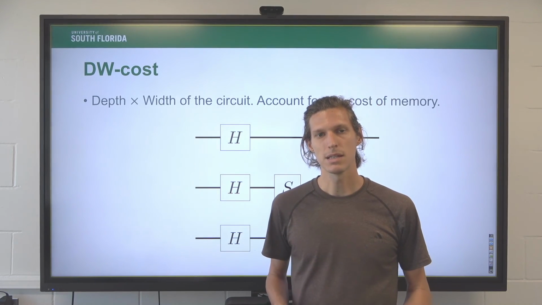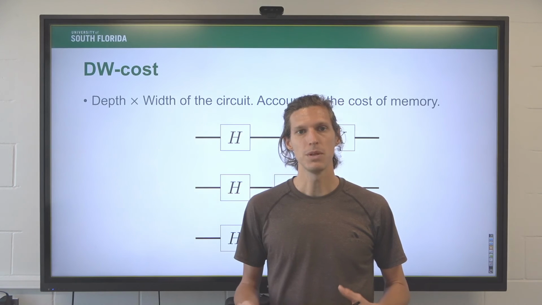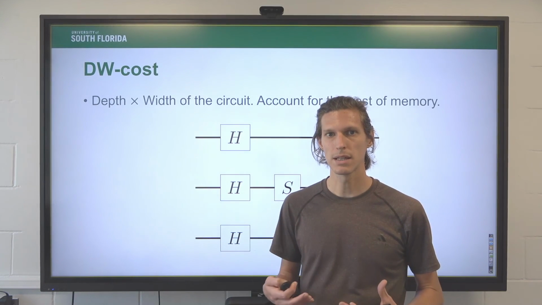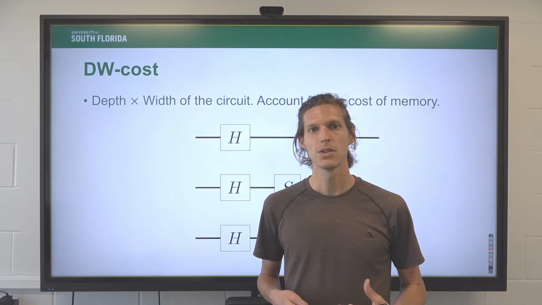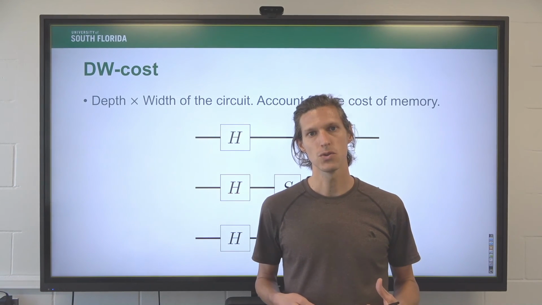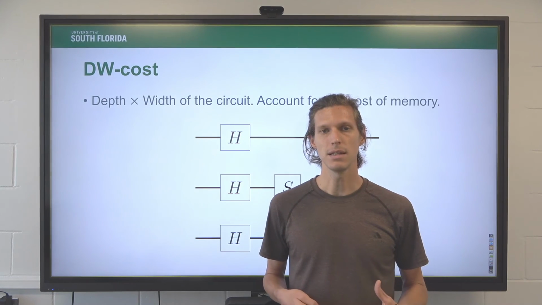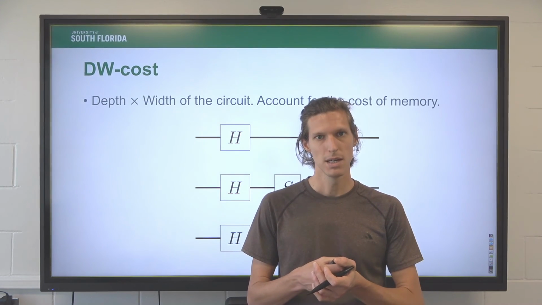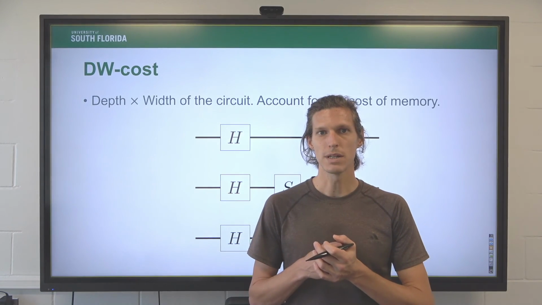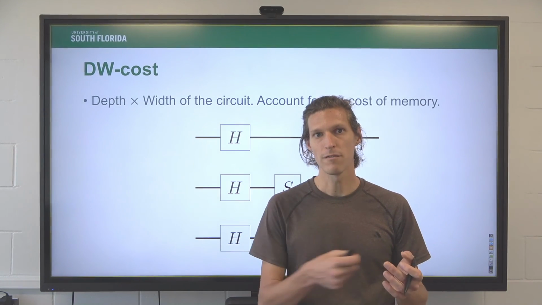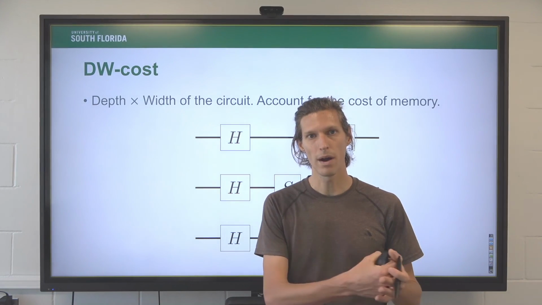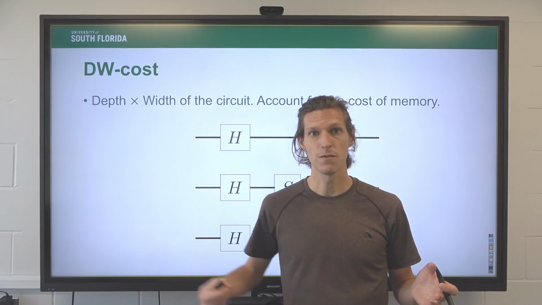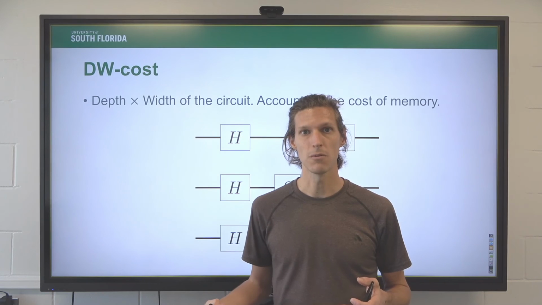Now, last is a more recent way people came up with of looking at the cost, the dW cost, the depth times width cost. So what is the motivation for that? The motivation for this cost is to try to penalize idling qubits, the qubits that are on a wire where very few gates are being executed. So if you just count the number of gates, a wire that stays without operations for a very long time is not going to contribute very much.